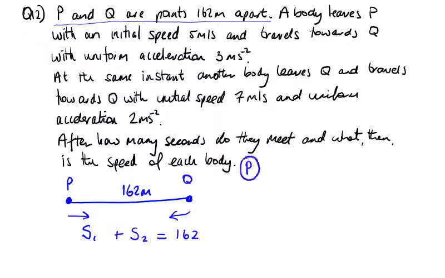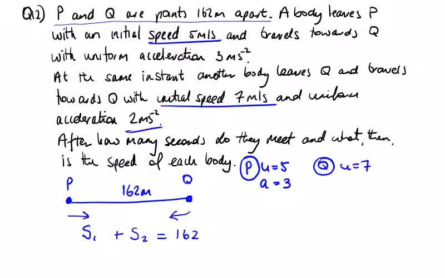So let's look at P here. Initial speed 5. Uniform acceleration, a is equal to 3. Q, initial speed 7, and uniform acceleration 2. So you can see here we're short of variables. So what we do is we create two equations and we add them together. And the answer is going to be 162. And distance is what we've been given.